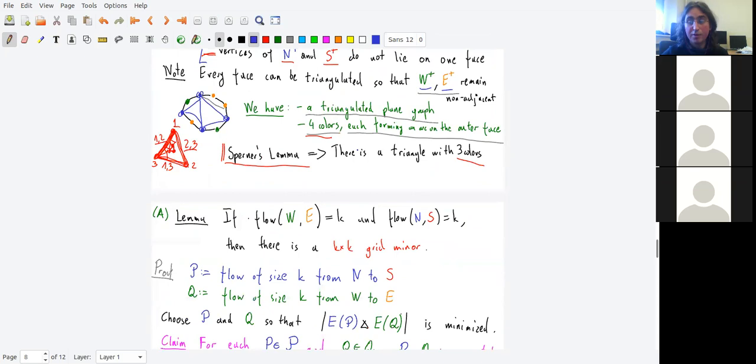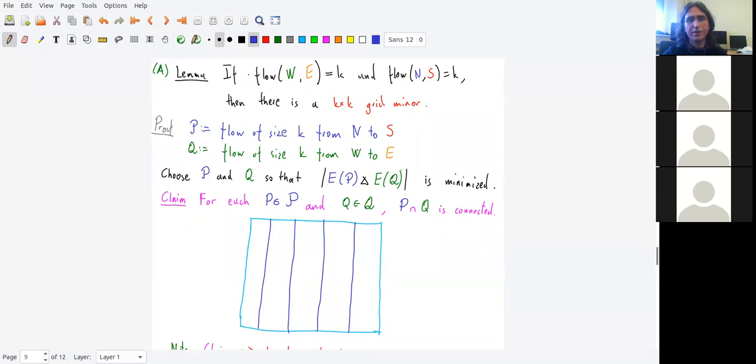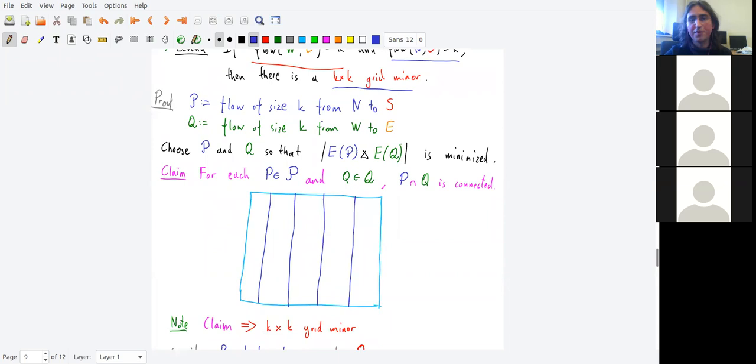Good. So the last thing that we need to check, and this is something that is actually interesting here. We need to prove that if the flow between west and east is large and the flow between north and south is large, equal to k, then I can actually find the real clean k times k grid minor. Okay, so let's have a flow of size k from north to south and let's have a flow of size k from west to east. And we will just choose those flows nicely. By a flow, I mean a set of k disjoint paths between the respective sides.